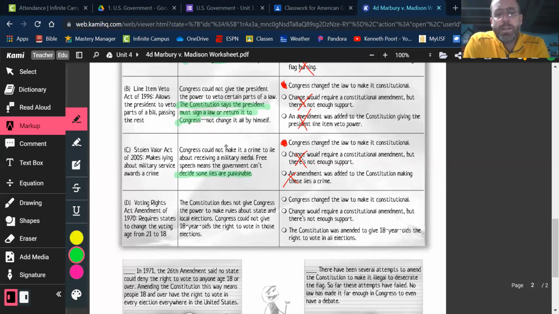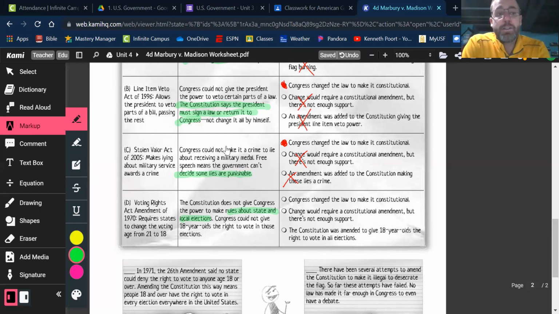So when the federal government tried to pass just a law to change the voting age from 21 to 18, the Supreme Court said, nope, you can't do that, right? The Constitution does not give the power to make rules about state and local elections. That belongs to the states to make rules about state and local elections. So Congress could not give 18-year-olds the right to vote.